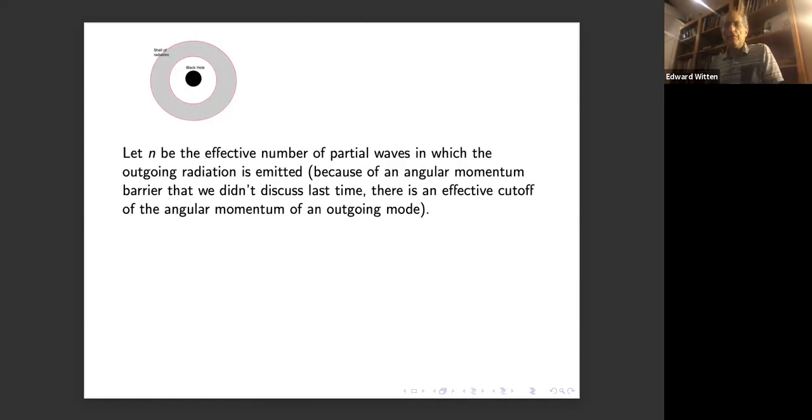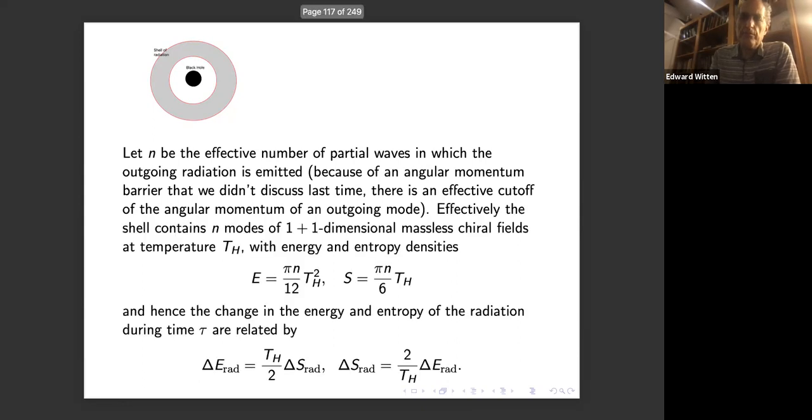Let n be the effective number of partial waves in which the outgoing radiation is emitted. There's something I didn't explain last time, which is that there's an angular momentum barrier because of which Hawking radiation is only emitted in modes whose angular momentum is not too high. Treating that carefully was what Don Page did in the 70s.